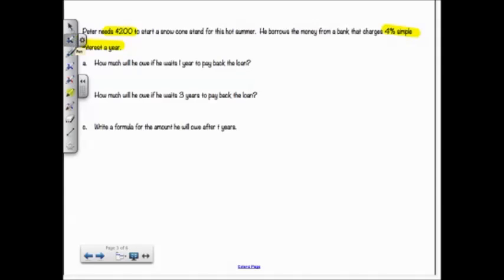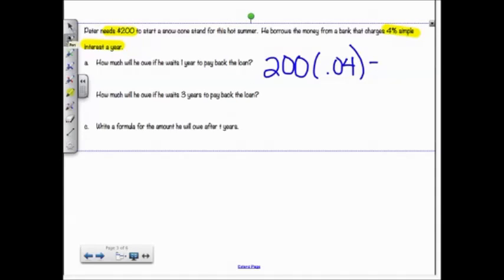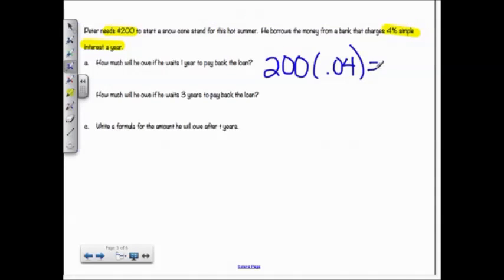So if I want to figure out how much he has to pay, all I have to do is take the $200 that he borrowed and multiply that by 4%, which is 0.04. So I end up getting $8. Now, he obviously doesn't owe the bank $8. He owes an additional $8 on top of the $200 he already owes them. So he owes $200, so here's my a sub 1, plus an additional $8, which is $208. Okay?